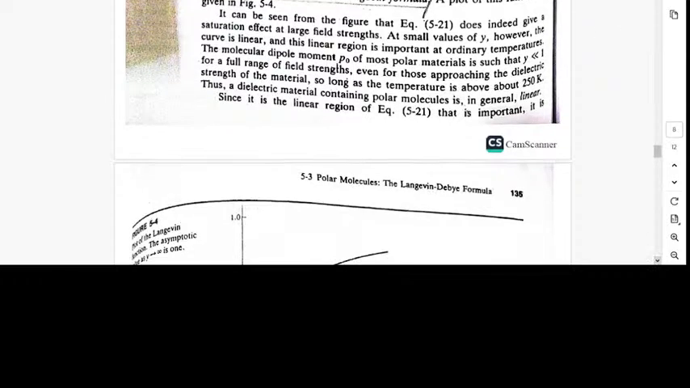From equation 5.21 we see that p naught is multiplied on the right hand side. If you bring it to the left hand side, it will divide the average of p naught cos theta. So the average value of p naught cos theta divided by p naught will be equal to coth y minus 1 over y. So this is on the y-axis, and the value of y, equal to p naught Em over kT, is on the x-axis.